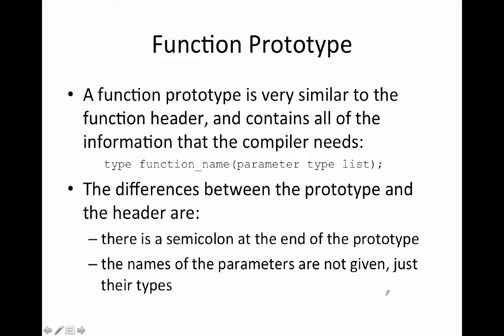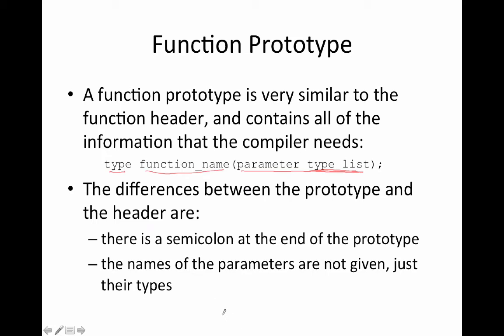So a function prototype is very similar to the function header, and it contains all of the information that the compiler needs. The function prototype has the type of value that the function returns, if it returns a type, or the word void if not. It has the name of the function, and then in parentheses it has not the parameter declarations, but a parameter type list. So just the list of all of the types of the parameters. And that's all of the information that the compiler needs.